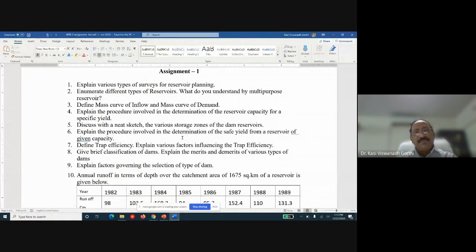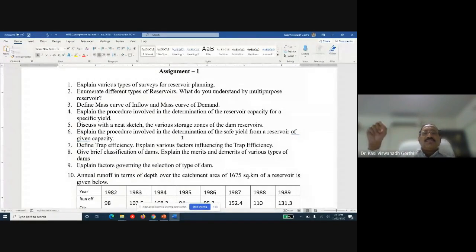So starting from the mass curve, the cumulative flow will be taken with time on the x-axis, and the mass curve of inflow will be drawn, then the mass curve of demand. The slope of the mass curve of the demand will usually be constant. When you make use of the graphical method, drawing the mass curve of demand and identifying the slope for the same scale is very, very important. Then you will get the peak points.